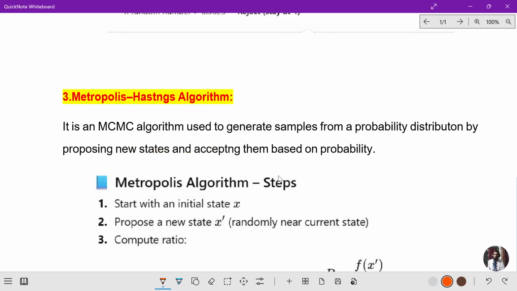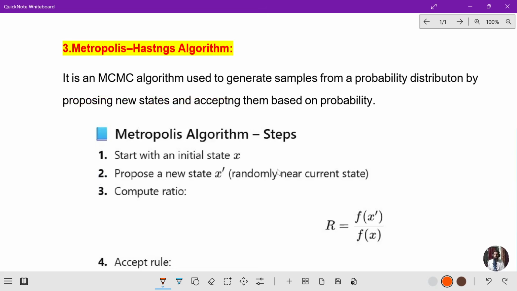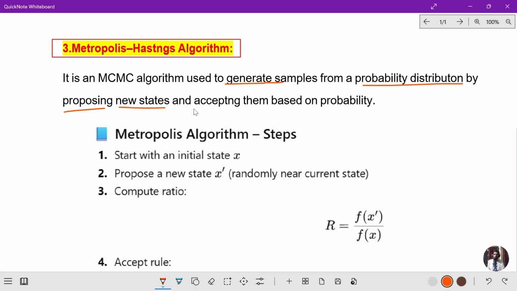Next, the last one in this. You need to add this topic also when writing the examination. This is very, very important. The last one in the MCMC is the Metropolis-Hastings algorithm. It is an MCMC algorithm used to generate samples from a probability distribution by proposing new states and accepting them based on probability. Here we will focus on probability.